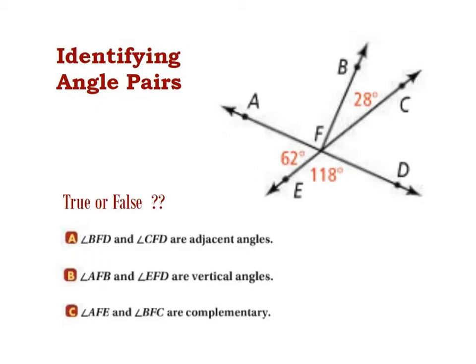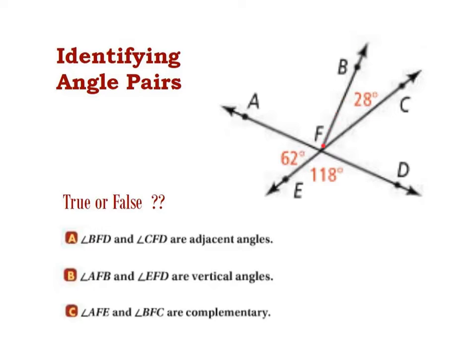Now, the tricky part, now that I threw all those terms at you, is can you look at a picture and identify what it is you're looking at here? So true or false here, with all of these different angles in here, it says angle B, F, and then D, so this angle right here, and C, F, D are adjacent.